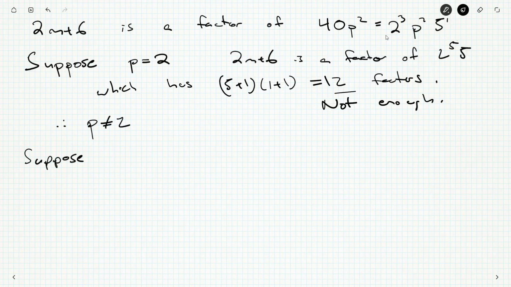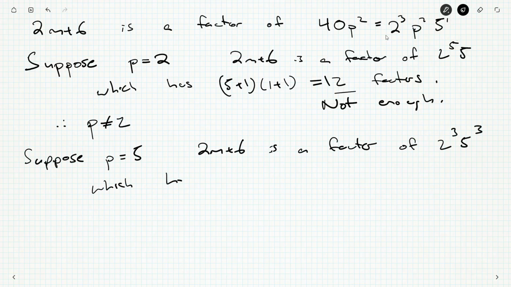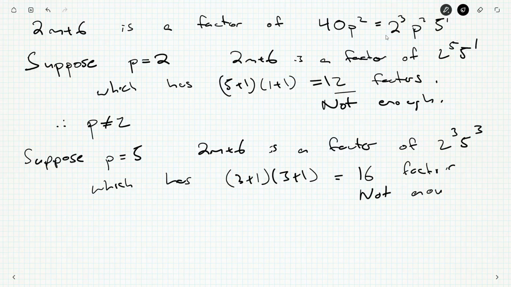I suspect something similar will happen if p is equal to 5. So then 2m plus 6 is a factor of 2 cubed, 5 cubed, which has 3 plus 1 times 3 plus 1, 16 factors. Again, not enough. So p is not equal to 5. Okay, so now this is the correct prime factorization.